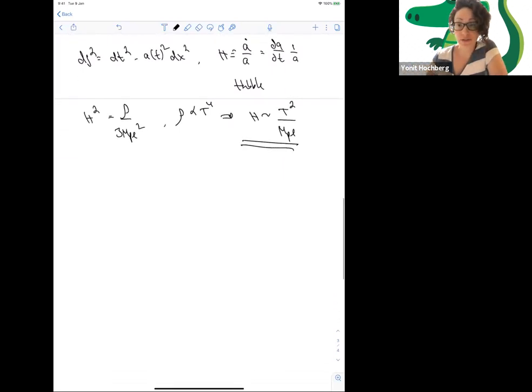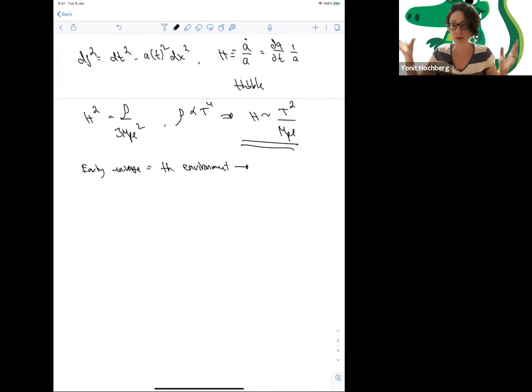Our early universe is a thermal environment. Okay, and that means that we have phase space distributions for species that are in thermal equilibrium. So we have phase space distributions.